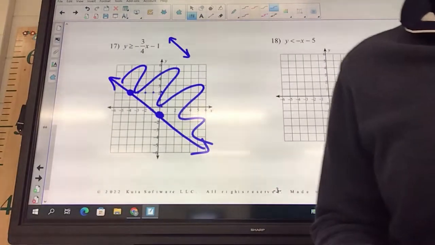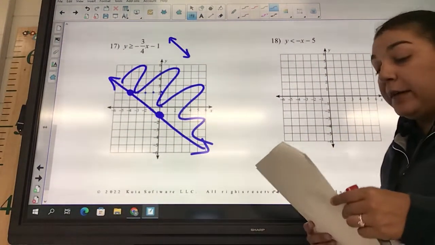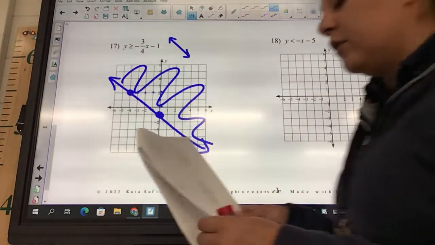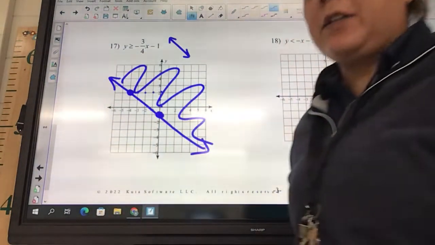Okay, you guys are going to do the rest of the paper all by yourself, okay? Including the ones I didn't do on the last page, okay, because I didn't do those. Get them done, put your name on it, and put it in the box, okay?